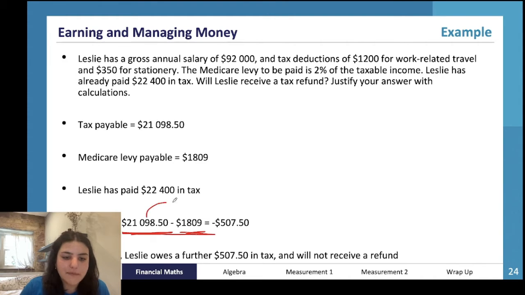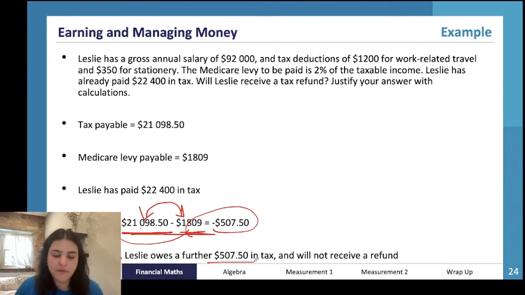So if we subtract both of these from what she's already paid, we actually end up with negative $507.50. Now, yes, this number is smaller than this number, but because of our Medicare levy, we actually owe a further $507.50 in tax. So this question, you would not receive a refund, you would receive a tax bill, and you want to answer it something like this.